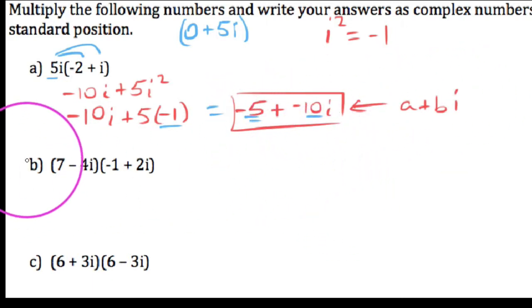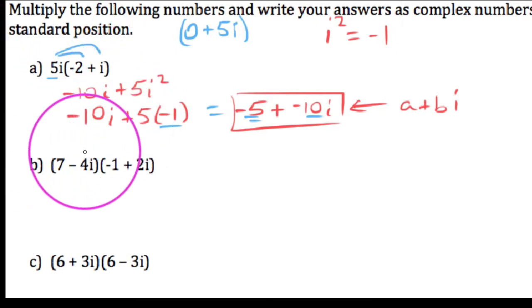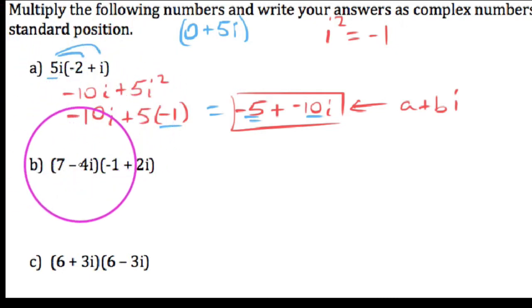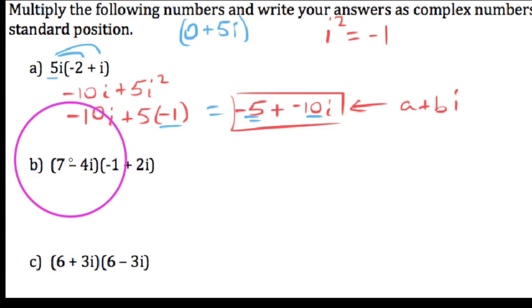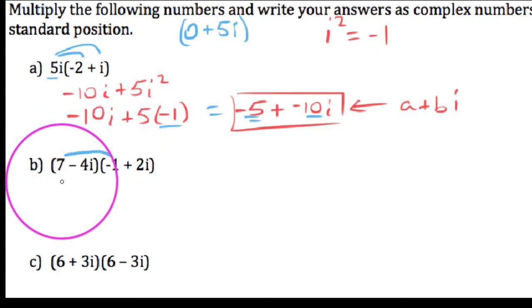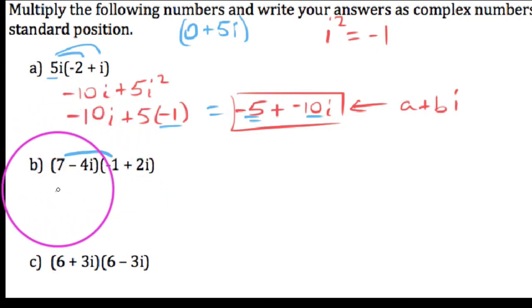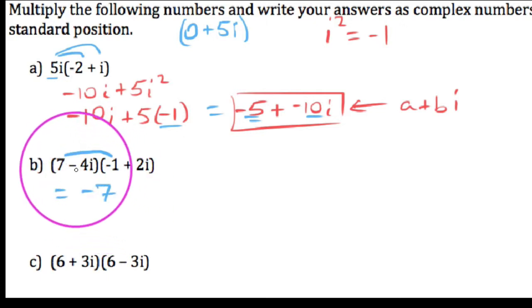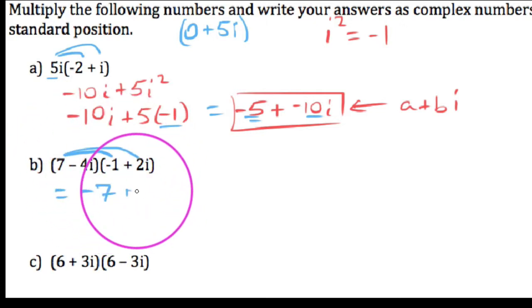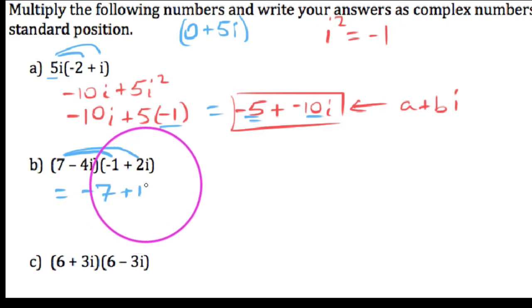Now let's look at an example where it's not just simple distribution, but a grander distribution. We're going to FOIL. Just like any other FOIL, we'll get started here. We say 7 times negative 1. This comes out to be negative 7. We'll take 7 times 2i. That would be a grand total of 14i.